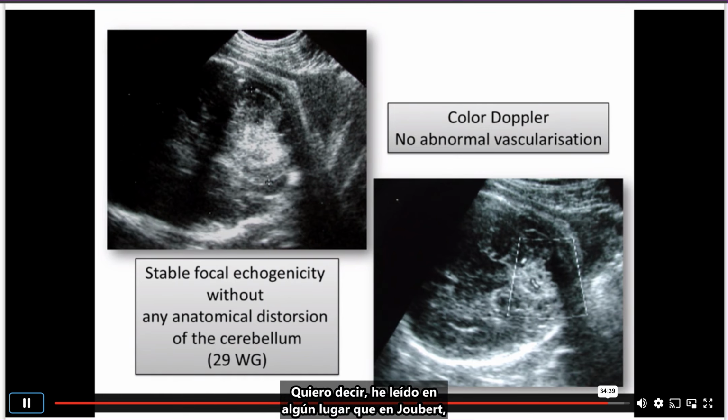I read somewhere that in Joubert, in the mid-sagittal view, the fastigium and the fourth ventricle may be also very suspicious in Joubert syndrome. You may be right because you know everything about Joubert syndrome. No, but I mean, because you showed the picture and you were showing us one case with the small superior vermis. How important is the fastigium for you in these cases?